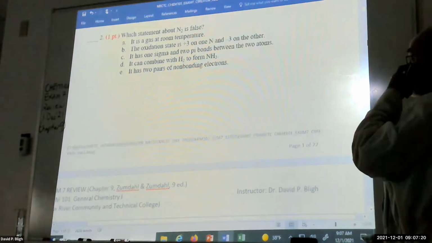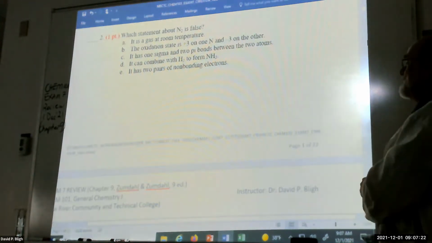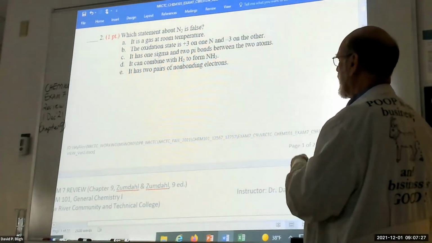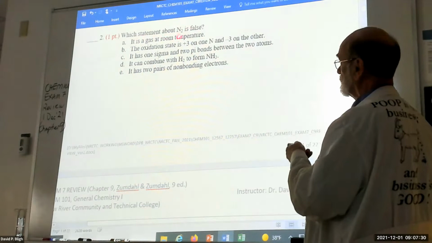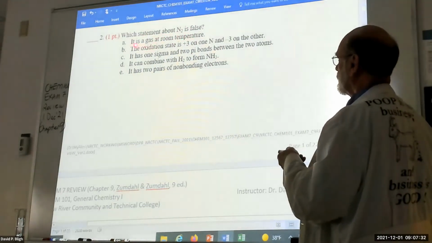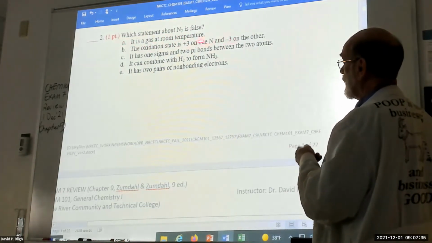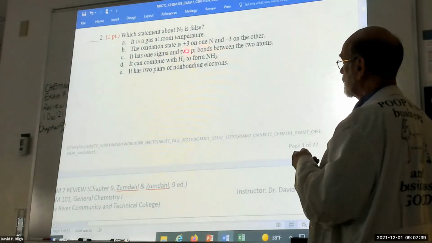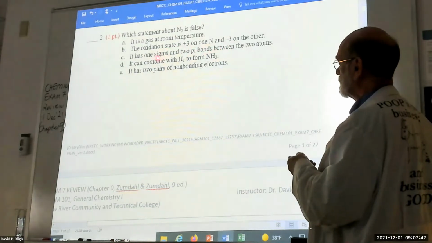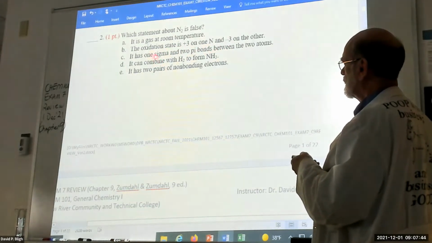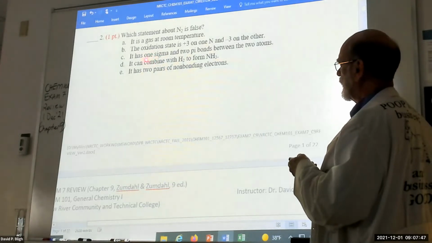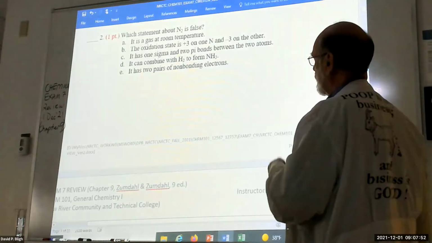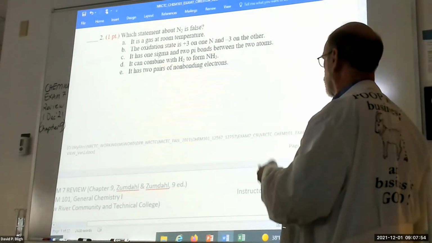Which of the statements about N2 is false? Okay, let's see what type of statements they're making. It's a gas at room temperature. Well, yeah, that's true. If it wasn't, we wouldn't be breathing it. Oxidation states. Okay, we need to calculate those. 1 sigma, 2 pi's. Okay, so we're probably going to need the Lewis dot structure and calculate the oxidation state. Oh, that's easy.